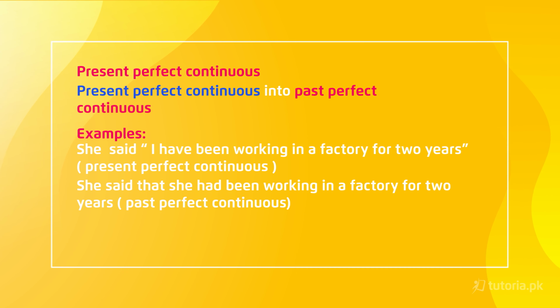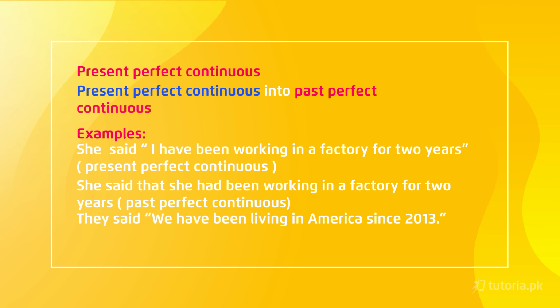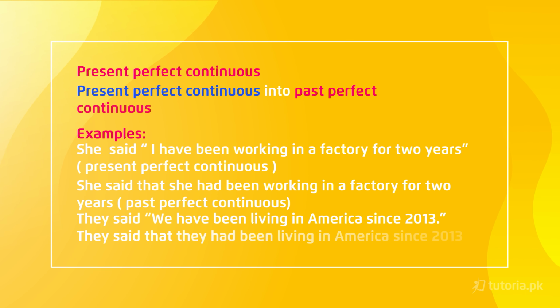Taking another example, they said, "We have been living in America since 2013." So we convert this tense into past perfect continuous, that they said that they had been living in America since 2013. Now let's move towards the past tense.